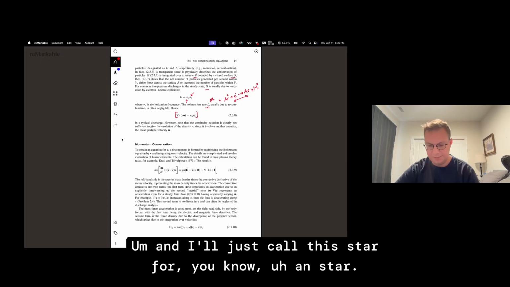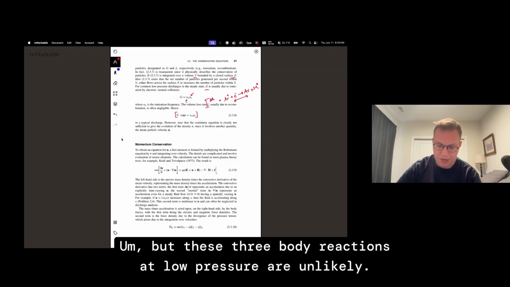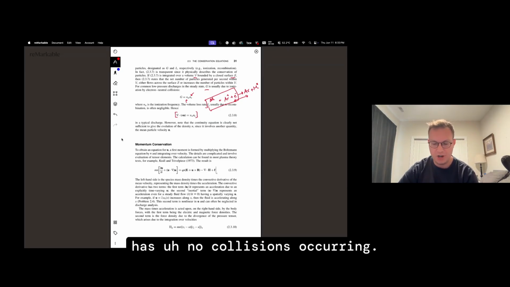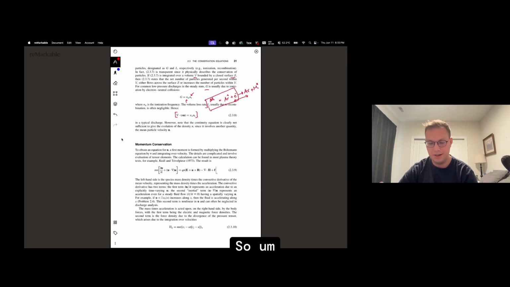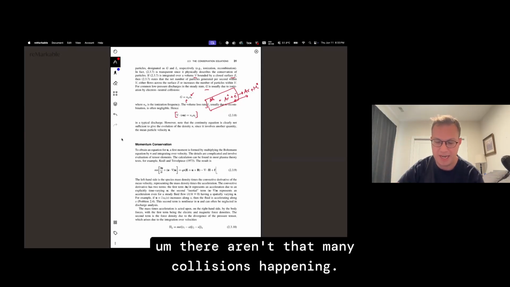And I'll just call this star for a third body that has some extra energy. But these three body reactions at low pressure are unlikely. At low pressure, if you think of a gas, an ideal gas has no collisions occurring. So, point being, in a rarefied substance like a gas or a plasma, there aren't that many collisions happening.